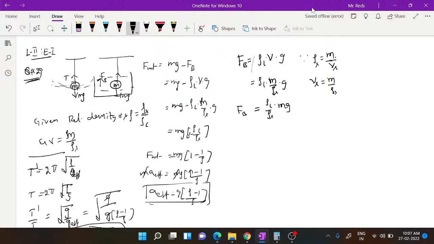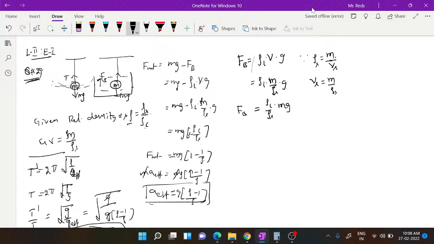But here it is given that relative density, which means density of solid by density of liquid, is rho. So density of liquid by density of solid becomes 1 by rho, and you can rewrite this as mg into 1 minus 1 by rho. As net force is mass times effective acceleration, cancelling m, we get the effective acceleration equal to g into rho minus 1 by rho, since 1 minus 1 by rho is rho minus 1 by rho.